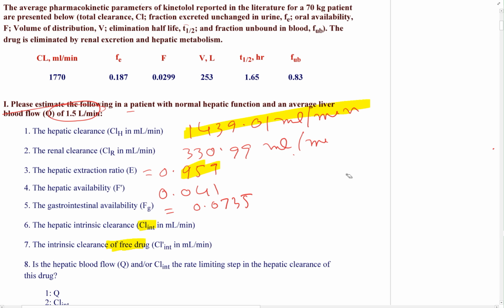One is hepatic intrinsic clearance of free drug. Another is called intrinsic clearance, hepatic intrinsic clearance. There is a relationship between intrinsic clearance of free drug and hepatic intrinsic clearance. First, to calculate hepatic intrinsic clearance, we have to use that equation.